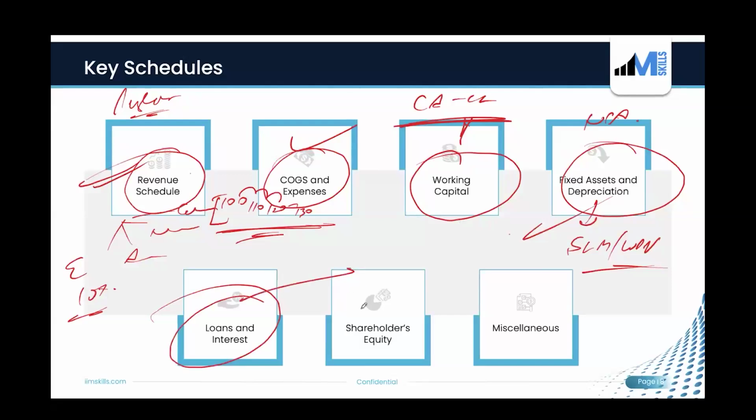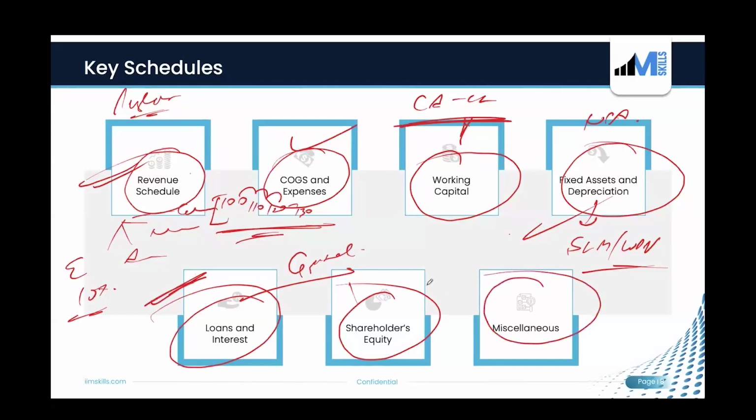Loans and interest and shareholder equity, they would help you with the capital structure of the company. For example, for launching the new business, we want to get a new software and we want to borrow the money from the bank. Then what is going to be the interest rate? What is going to be the tenor of the loan, how much EMI, all of that would be calculated as a part of the schedule.